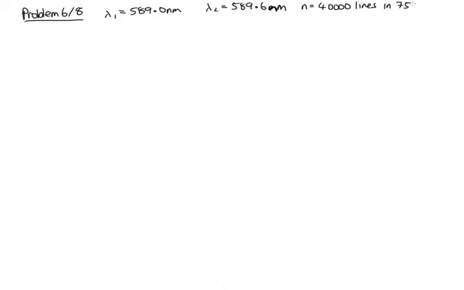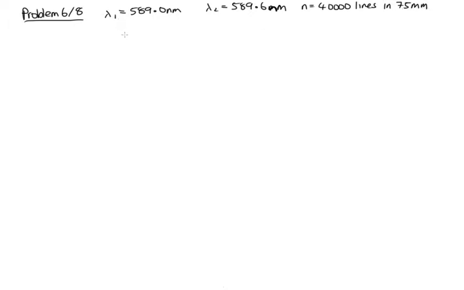Okay, this is problem 6 for 1221 or 8 for 1231. In this problem, we're told that sodium light contains 2 wavelengths. We've got one wavelength, which is 589.0 nanometers, and then a second wavelength, which is very close and equal to 589.6 nanometers. This light is allowed to shine at normal incidence on a grating with 40,000 rulings spread over 75 millimeters. So we've got 40,000 lines in 75 millimeters.